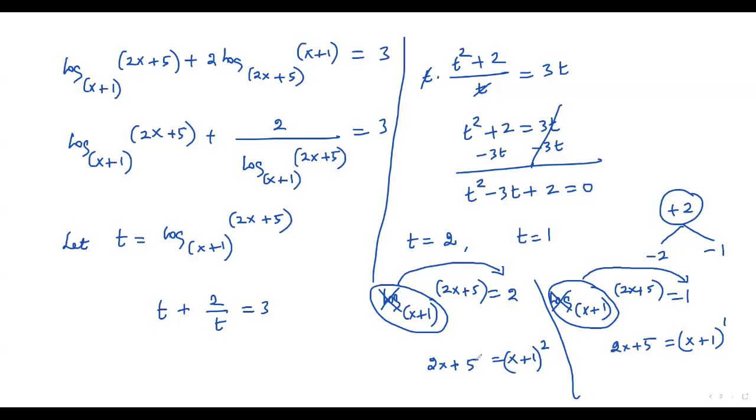Okay, now I got two equations. One is 2x positive 5 equals x positive 1 the whole square. And the other one is 2x positive 5 equals x positive 1 to the first power. First power means we can ignore this exponent 1. Okay, now let me continue on the next page.